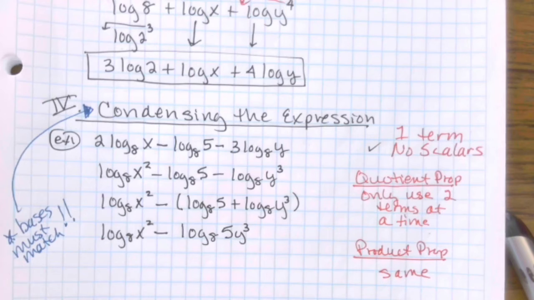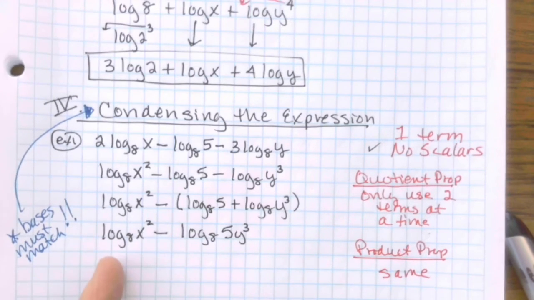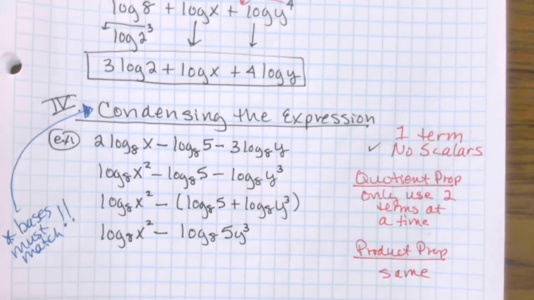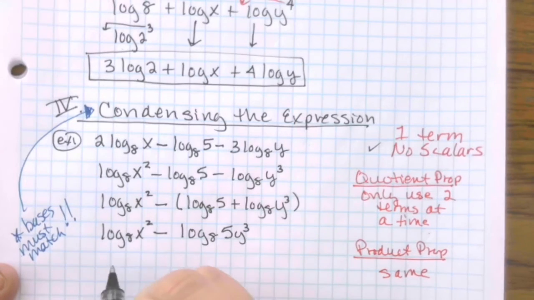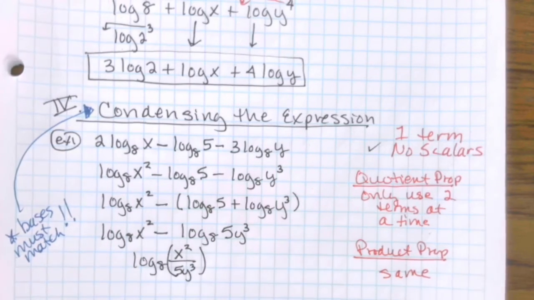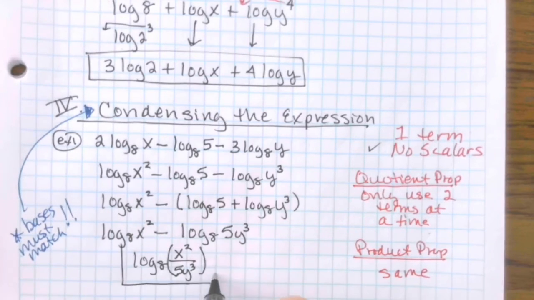And if there are two different bases, then you'll have two terms at the end. One that you simplified for the one base, the other one where you simplified to the other base, and then they will stay separate. In this case, though, they are the same base, so I can use quotient property. So log base 8 of x squared over 5y cubed. And that is completely condensed.